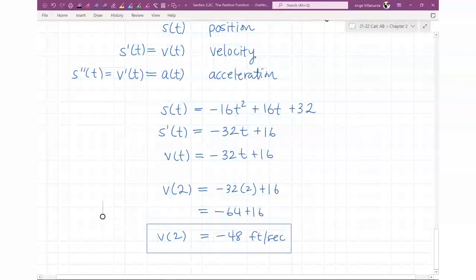When they hit the water, they weren't moving up, they were moving down, right? I guess Einstein might say it's all relative. But anyway, negative 48 feet per second makes sense to me. They're moving in a downward direction, and that's the speed, the velocity, they were moving at. So that's it for this section. I'm going to give you guys your homework right now.